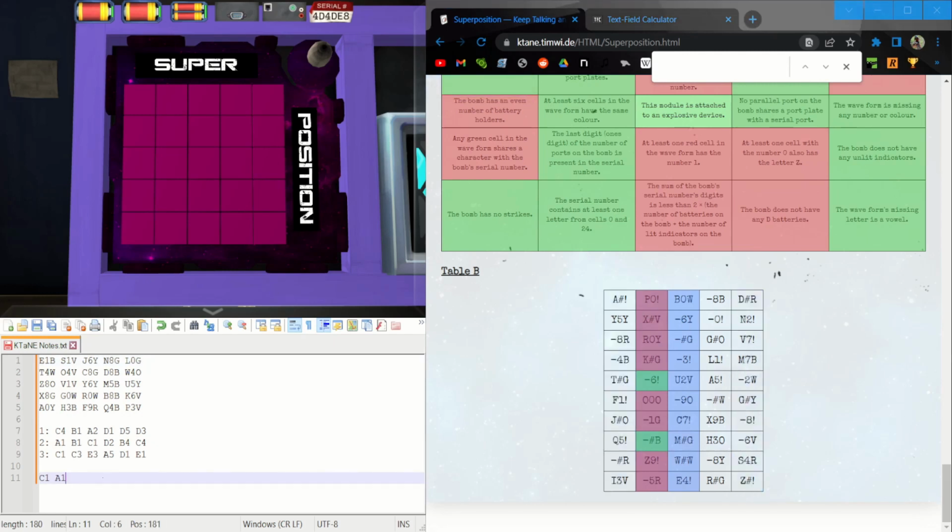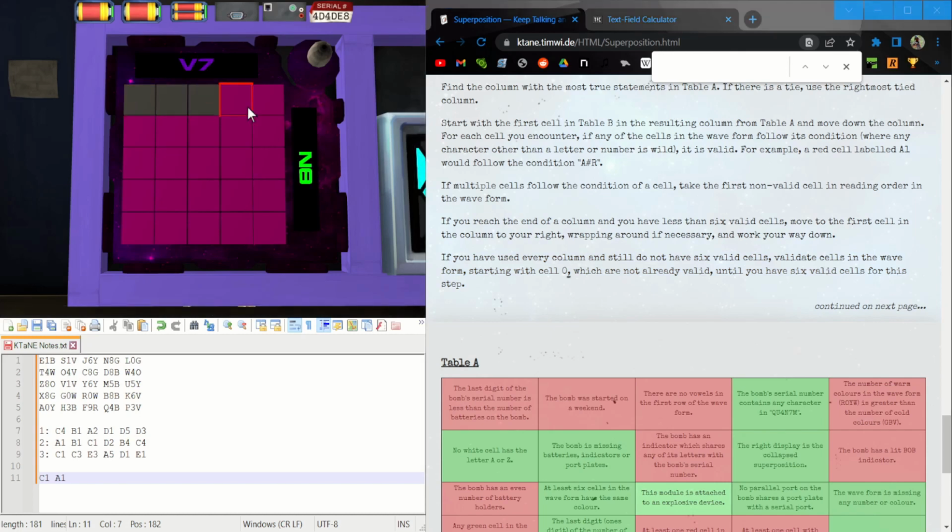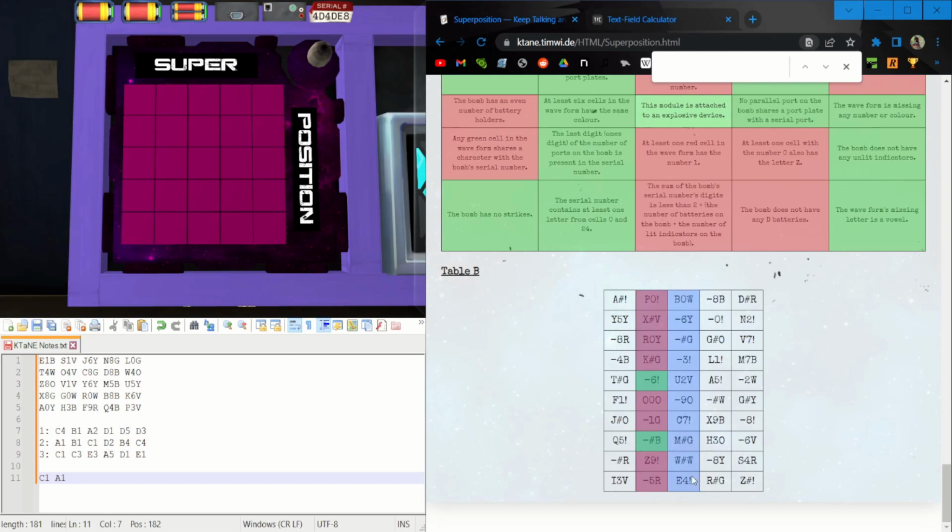So we keep going until we have 6. In the case if you run out, then you just go in reading order, essentially. That's what this rule is. If you use every column excluding out of 6, validate cells in the waveform starting with 0, which are not already valid. So essentially, you would go in this order. Let's look for blue 0 white. Nope.